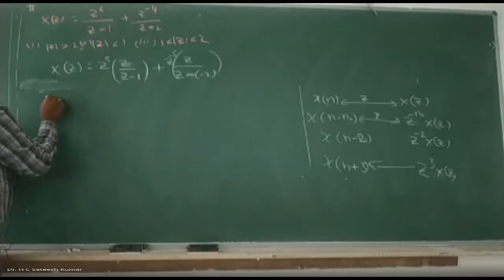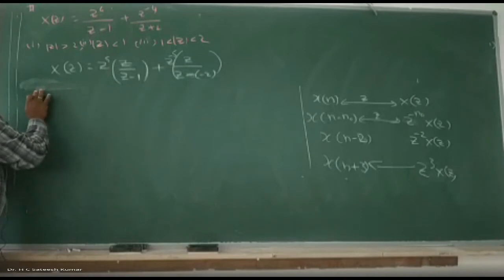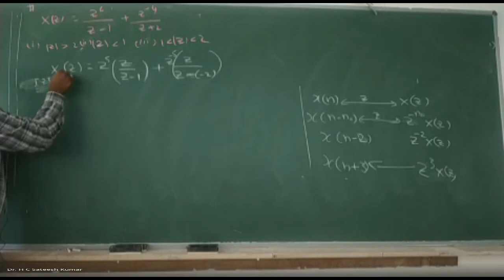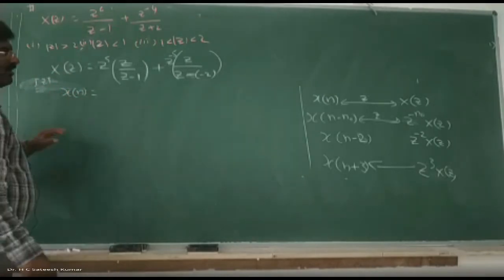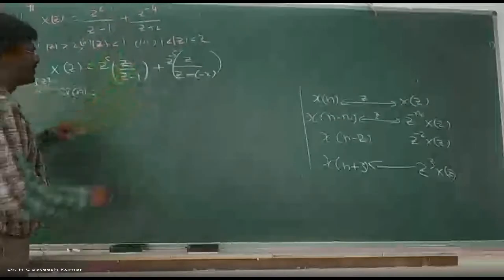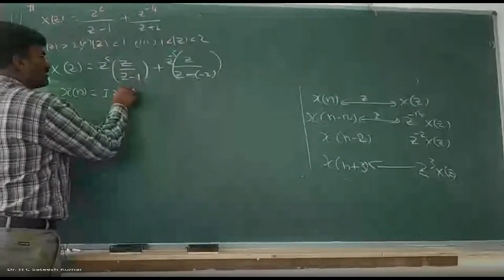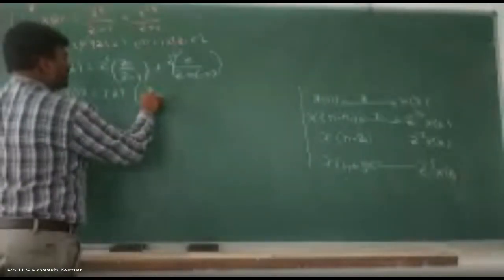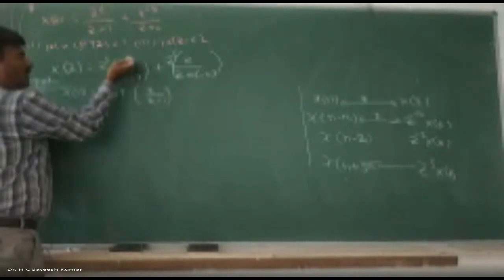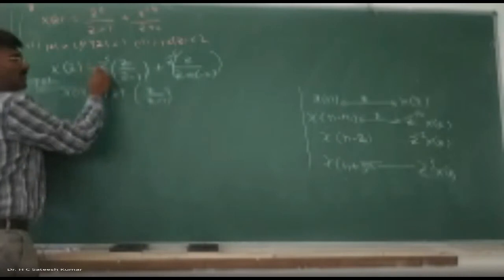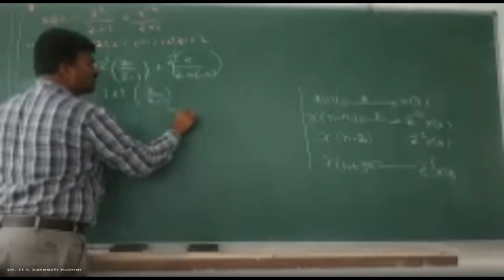Okay, now what should you do? X of n is equal to, take the inverse Z transformation. The inverse Z transformation is nothing but x of n. Leave this one. What is the inverse Z transform of Z divided by Z minus 1? If you multiply by Z to the power of minus 5, it means replace n by n plus 5.